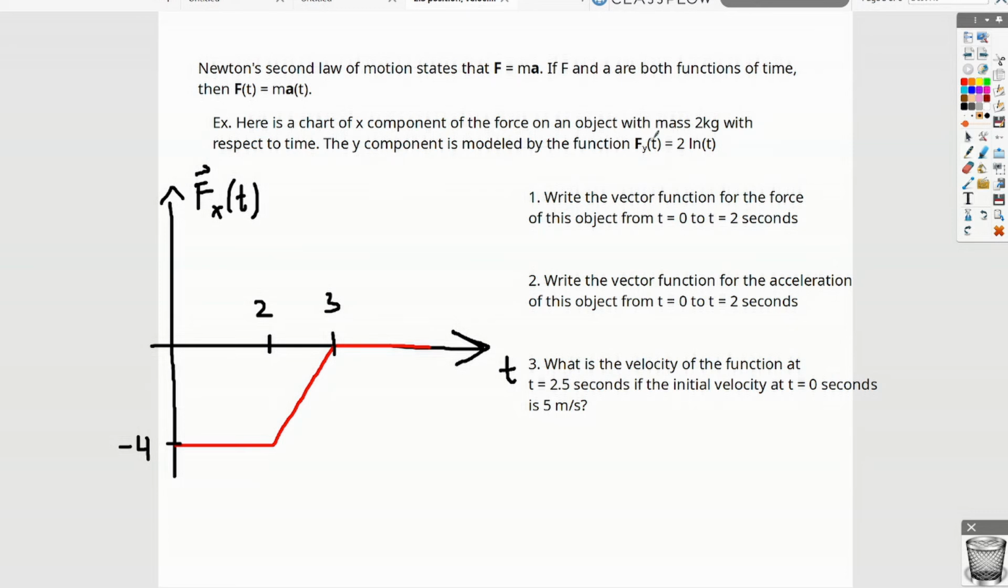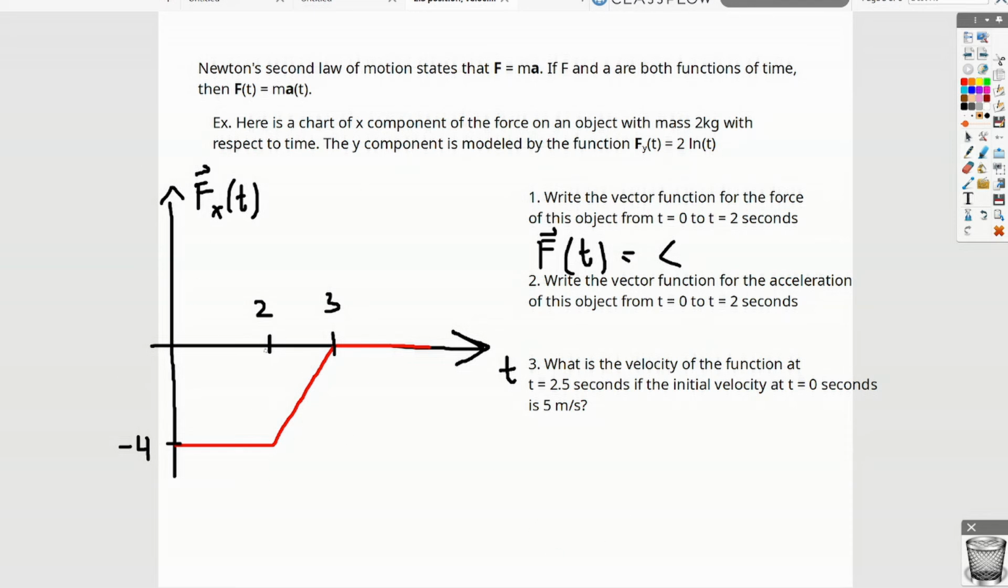The y component of the force is modeled by the function f sub y of t is equal to 2 times natural log of t. So write the vector function for the force of this object for t equals 0 to t equals 2. What you could see is the force with respect to time is equal to, what's the x? The x is right here.